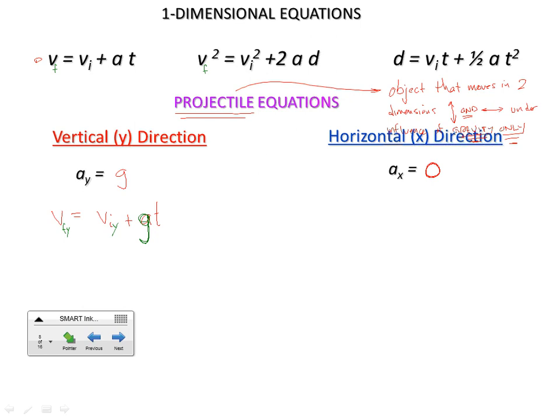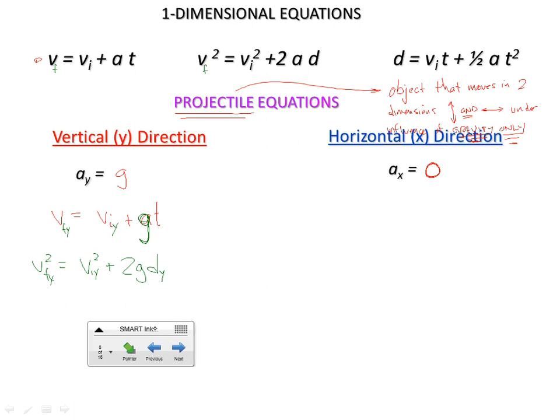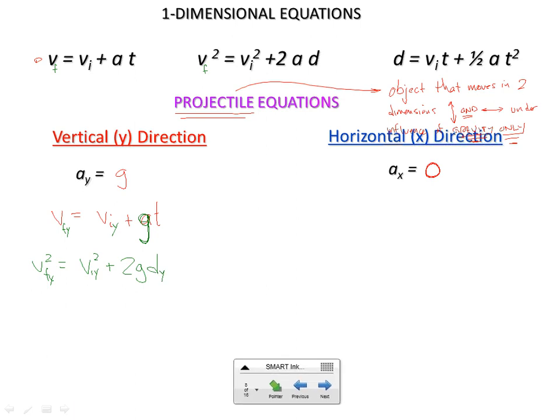Same thing with this second one. We could say that VFY squared is VIY squared plus 2G dy. Third one, we can say that dy is VIYT plus 1/2 G t squared. All right? So, if you notice, they're not new equations at all. We're just changing notation a little bit to make sure that we only use stuff in the vertical direction together in one equation.